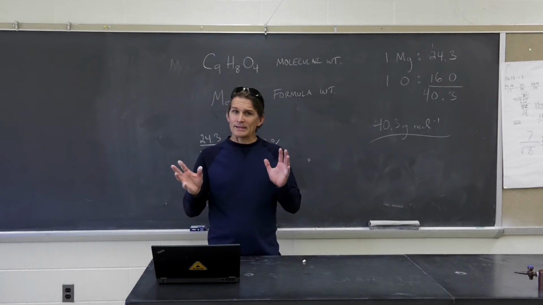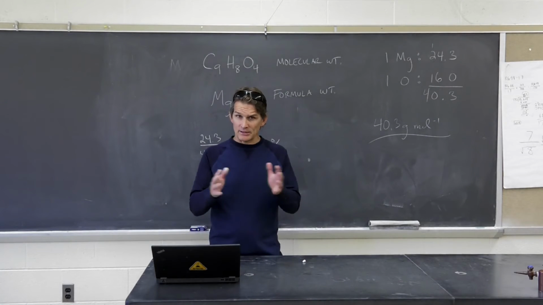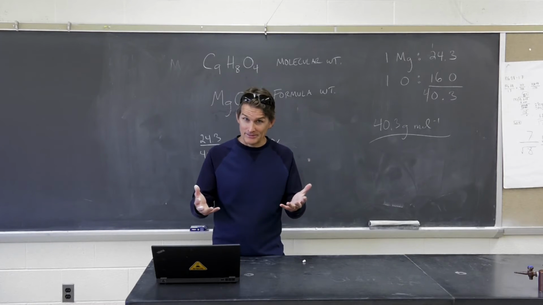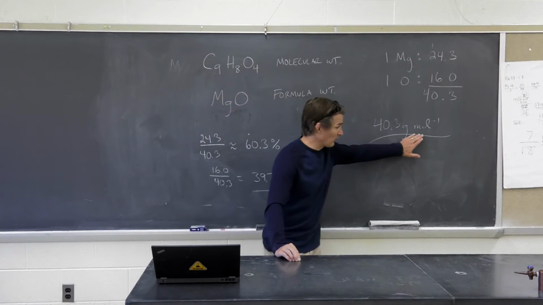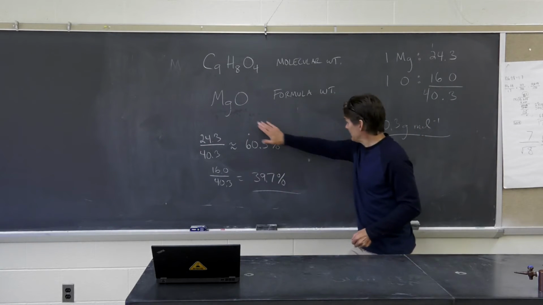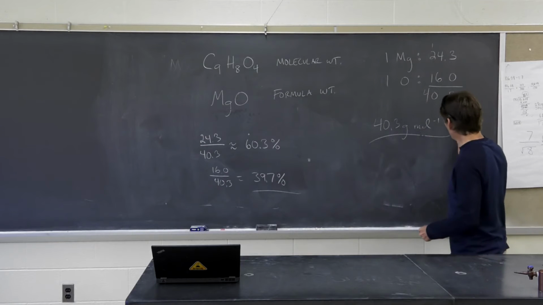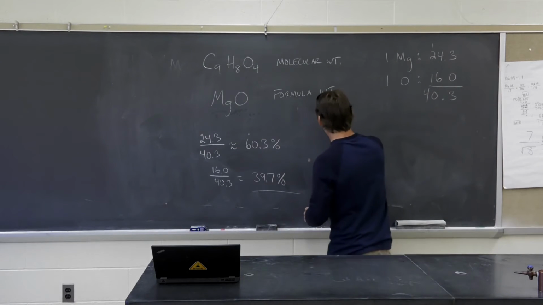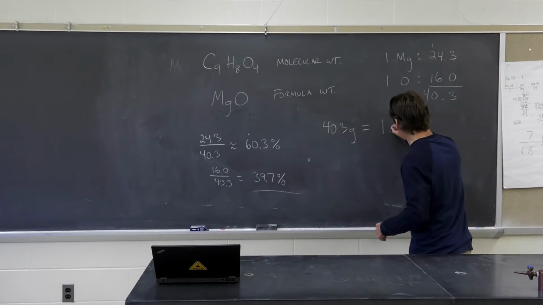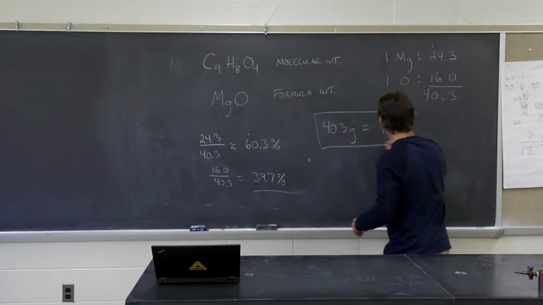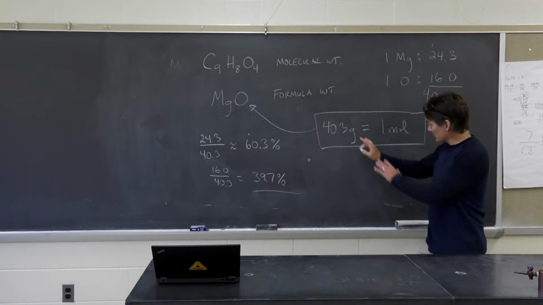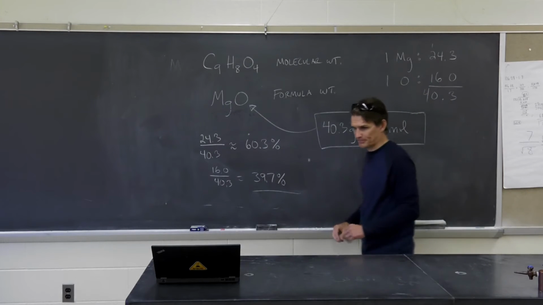Remember, mass and number with these chemical compounds, they're connected with the molar mass, the grams per mole. You see that? There's your connection. This, for magnesium oxide, this is my connector between mass and number. 40.3 grams is the same thing as 1 mole if I'm talking about magnesium oxide. That's a conversion factor I can write.